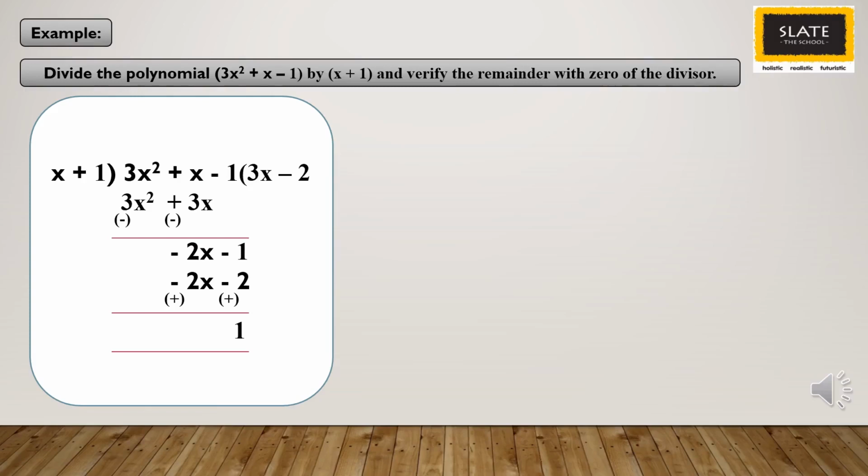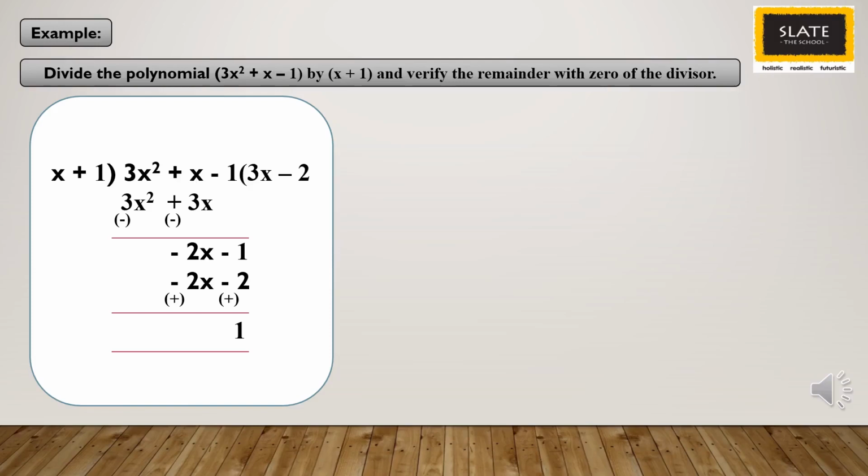As I told earlier, whenever we are subtracting, we should change the signs of the terms. Now here the sign of 3x square is plus. Change it into minus. And the sign of 3x is plus. Now change it into minus. Plus 3x square minus 3x square will get cancelled. And plus x minus 3x will become minus 2x. Now the left out term minus 1 will come down as it is. Here minus 2x minus 1 will become dividend for the next step.